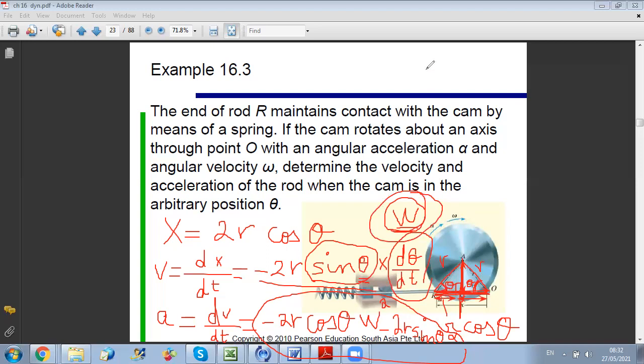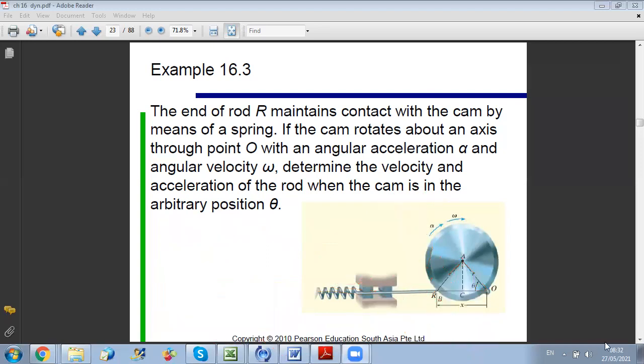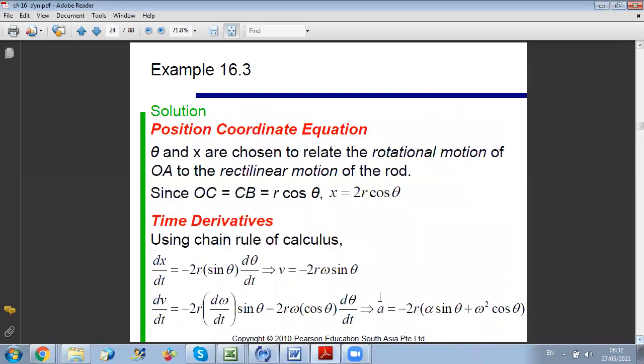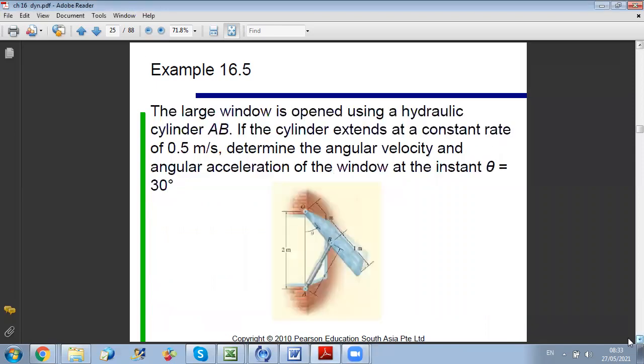Okay, so in this way, we can see here again the derivation. As you can see here, first we find x as a function of theta, then we derive the first time, we get velocity, then we derive the second time, we get acceleration as a function of our parameters theta, alpha, and omega. Okay? Any question on this problem? Okay. Let us do another one.